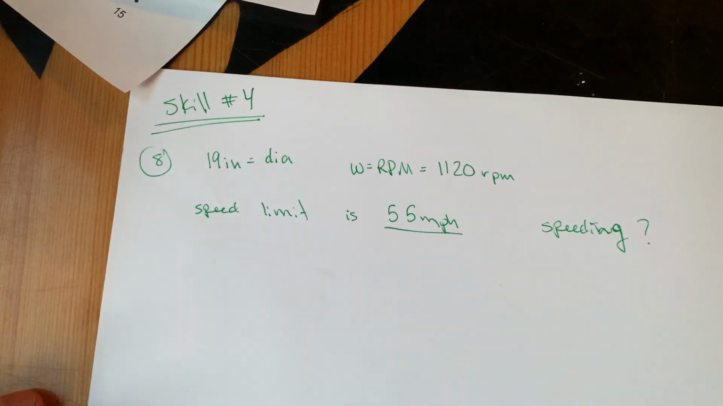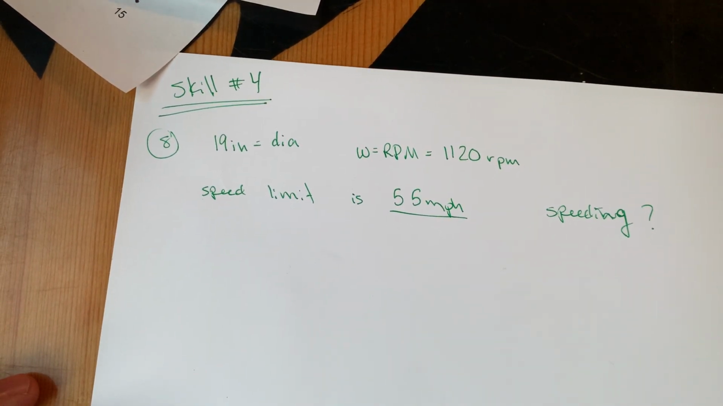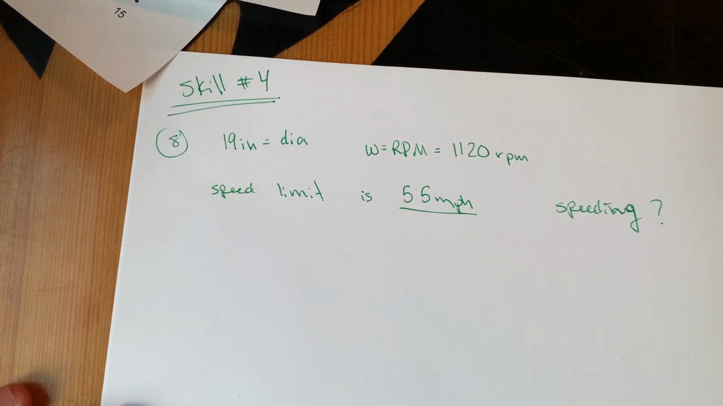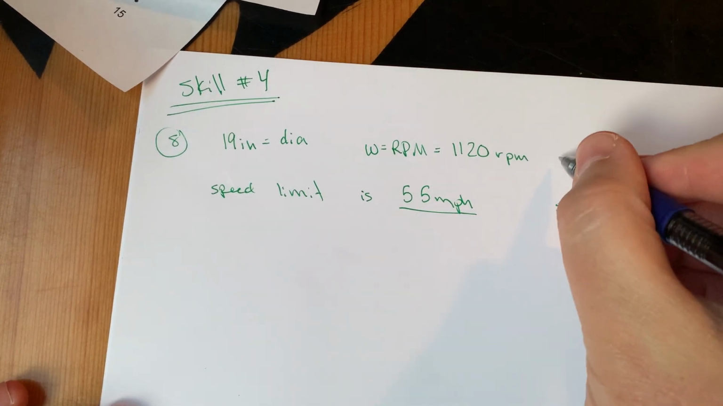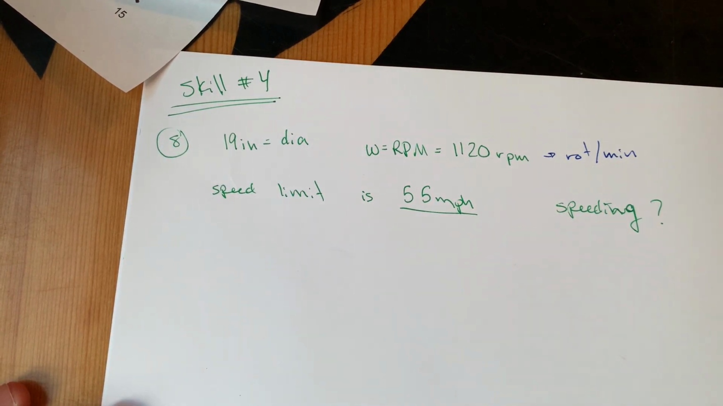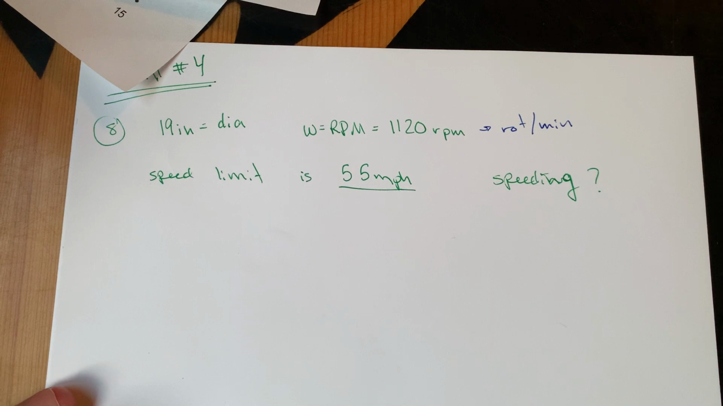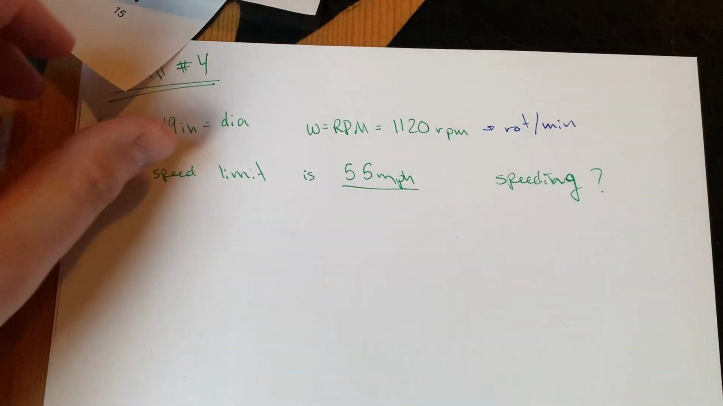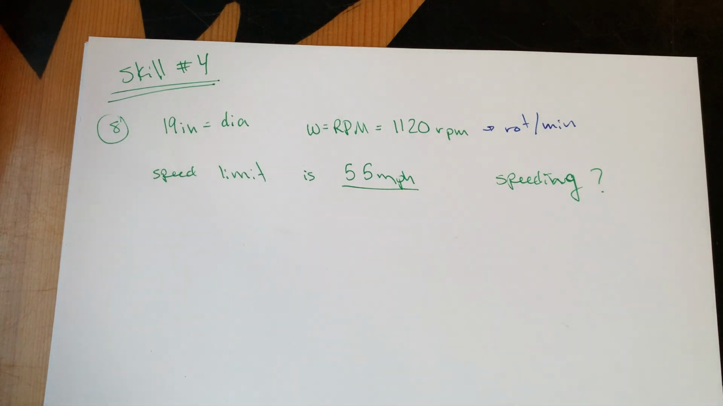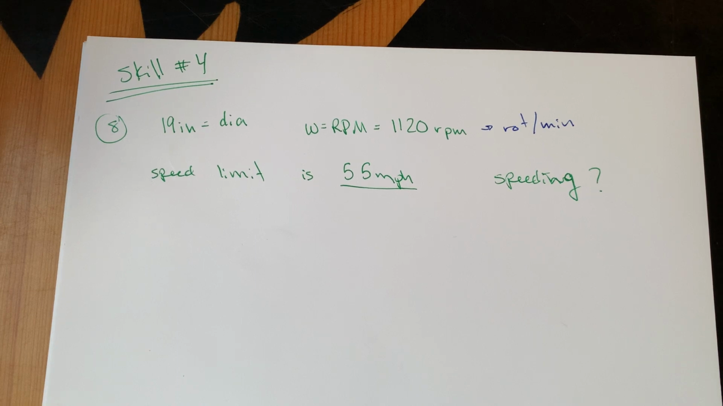So let's look at this on its own. So I've got the information here, right? So the tires are 19 inches in diameter. The angular speed, 1120 RPM, right? So that's rotations per minute. My speed limit is 55 miles per hour. And so the question is, I need to essentially find my linear speed and determine whether or not I'm speeding, if I have these sized tires and they're rotating at this speed.